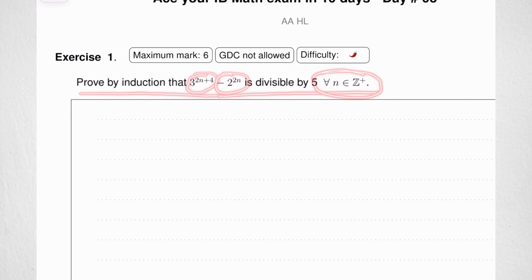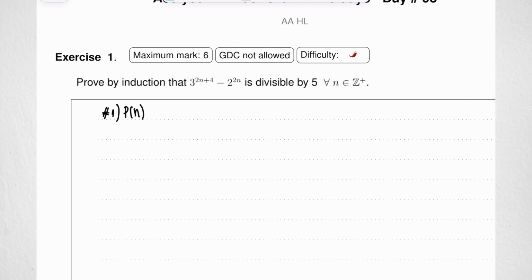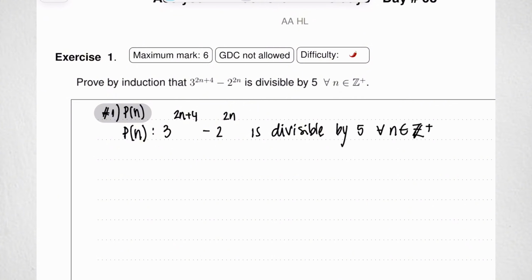Now we're going to go through the 5-step process in solving any induction proof exercise. And step number 1 is to write the propositional function, which is what you're trying to prove. So number 1, P of n. Our P of n is 3 to the 2n plus 4 minus 2 to the 2n is, you're pretty much just copying the exercise, divisible by 5 for all positive integers.